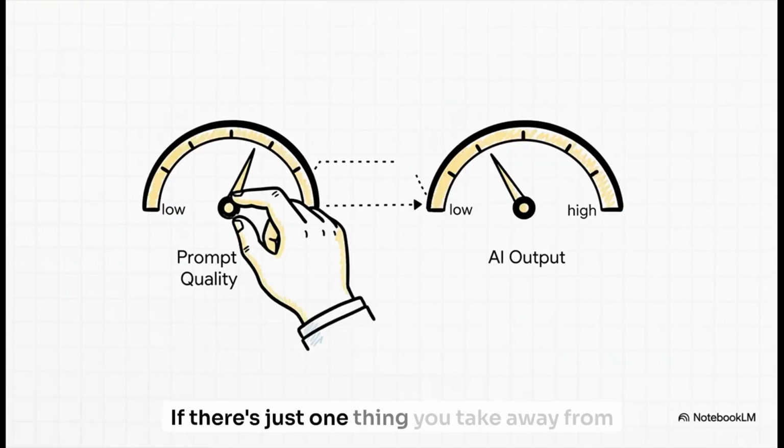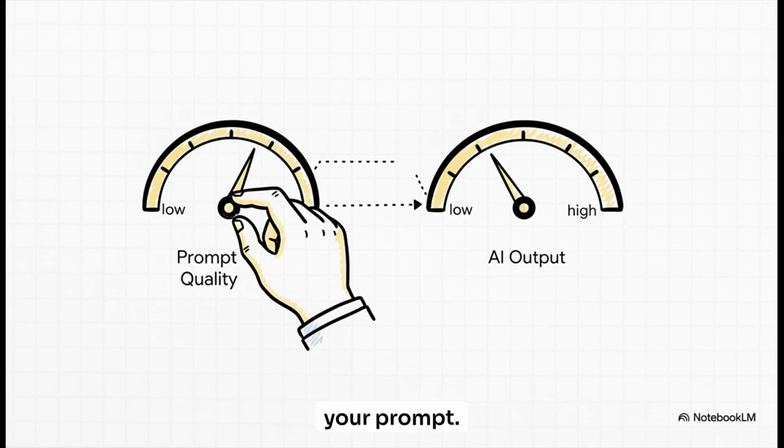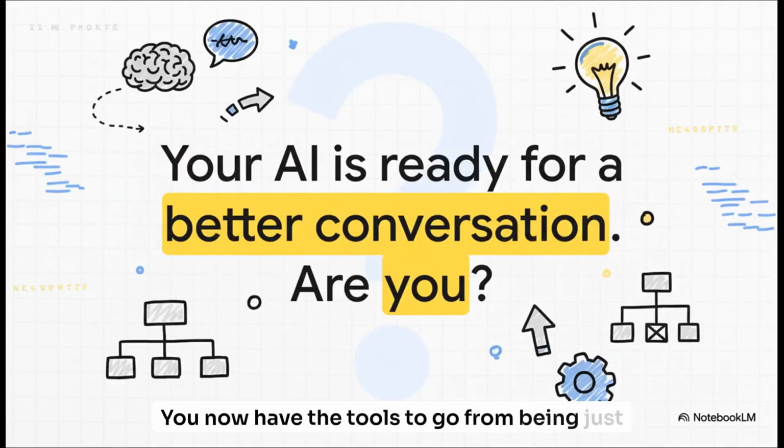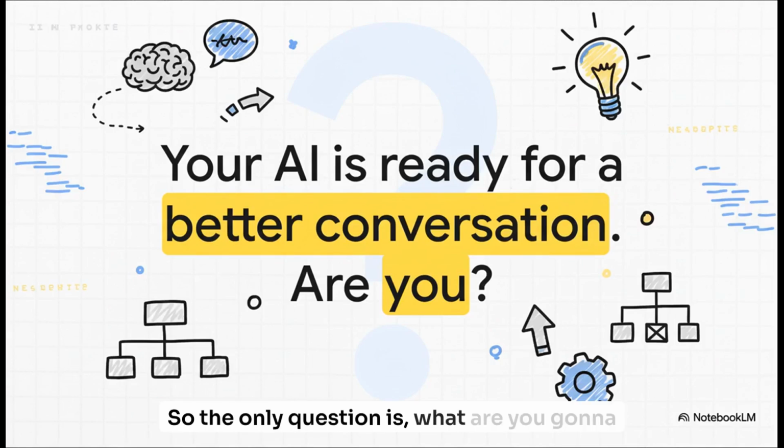If there's just one thing you take away from all of this, let it be this. You are in the driver's seat. The quality of what you get back from an AI isn't some mystery. It's a direct reflection of the quality of your prompt. You improve your prompts, you will directly improve your results. You now have the tools to go from being just a simple user to a sophisticated producer of high-quality custom AI output. Your AI is ready and waiting for a much better conversation. So the only question is, what are you going to create with it?